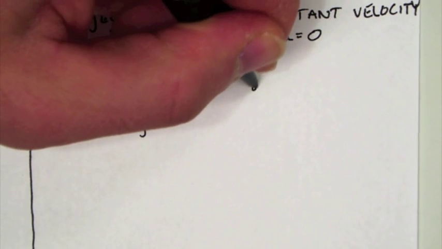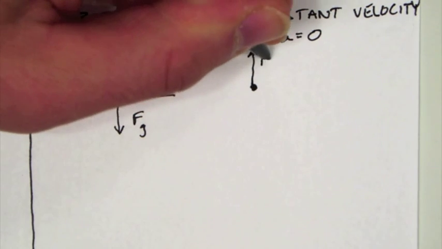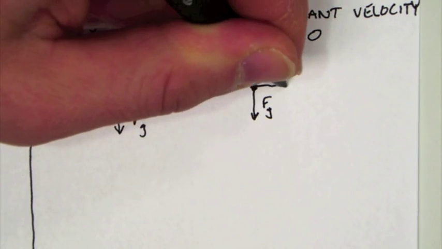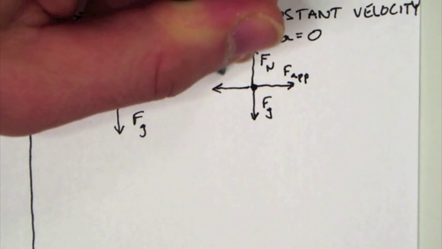So to put this into a free body diagram, again, I just represent my box with a dot. I go normal force, weight, applied force, and friction again.